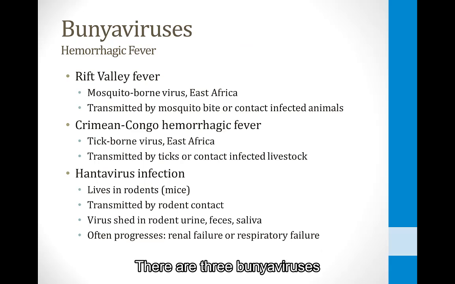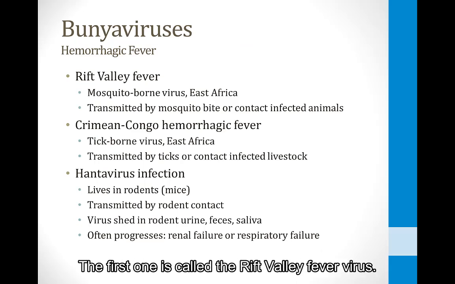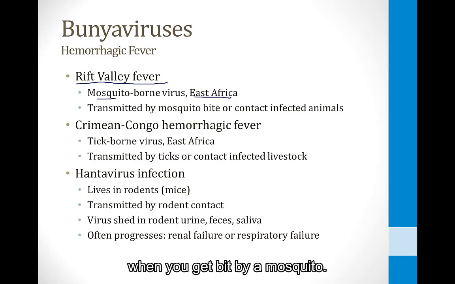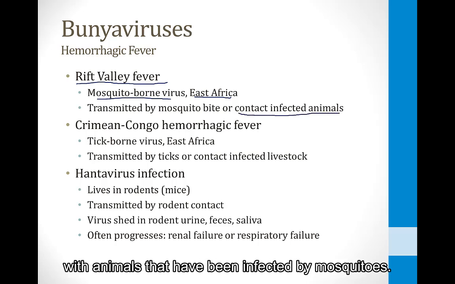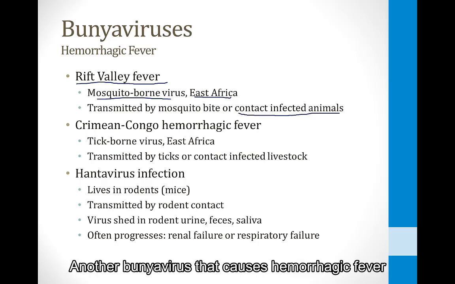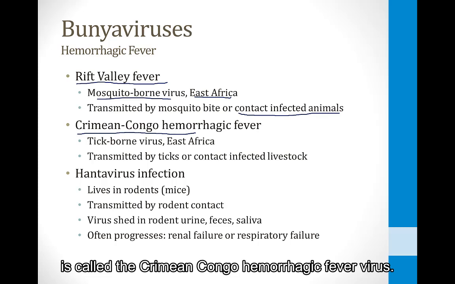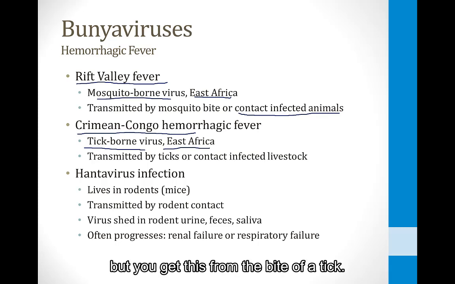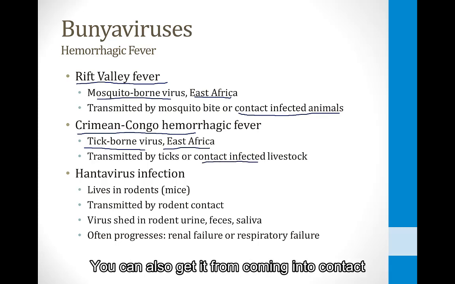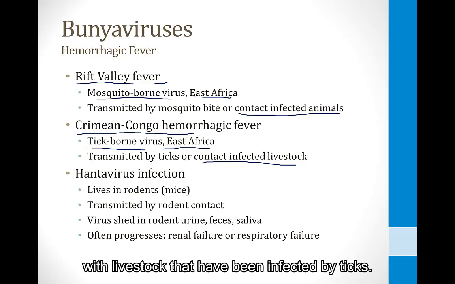There are three bunyaviruses that can cause hemorrhagic fever. The first one is called the Rift Valley fever virus. You get this in Eastern Africa when you get bit by a mosquito. You can also get it from coming into contact with animals that have been infected by mosquitoes. Another bunyavirus that causes hemorrhagic fever is called the Crimean-Congo hemorrhagic fever virus. You also find this in East Africa, but you get this from the bite of a tick. You can also get it from coming into contact with livestock that have been infected by ticks.